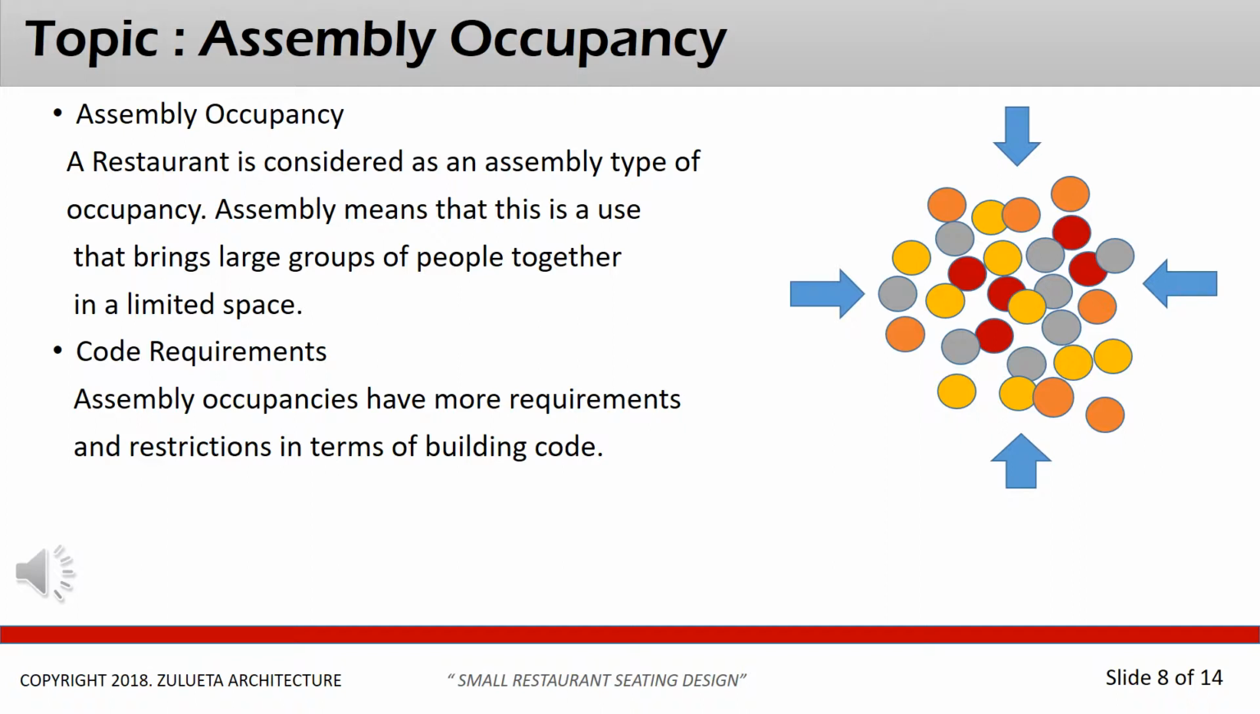Assembly occupancy. So what is an assembly occupancy? A restaurant is considered as an assembly type of occupancy. Assembly means that this is a use that brings large groups of people together in a limited space. Because of this, assembly occupancies have more requirements and restrictions in terms of building code.